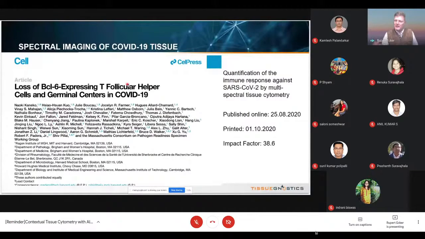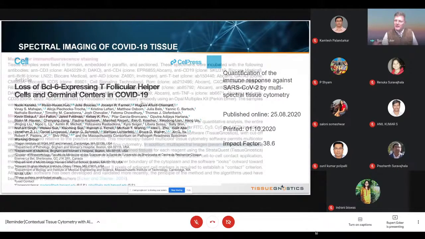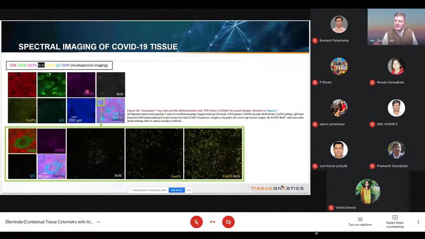One currently relevant application is shown in this Cell paper from Harvard University in Boston, where the immune response against the SARS-CoV-2 virus was quantified in situ in COVID-19 patients, so in the lung tissue of COVID-19 patients. And there was a 7-color immunostaining. I don't have the time to go into the details, but it's a published paper, so you can always refer to it. And the unmixing was done using bispectral imaging, using our TissueFAXS Spectra platform.